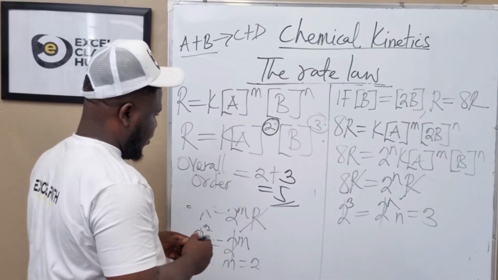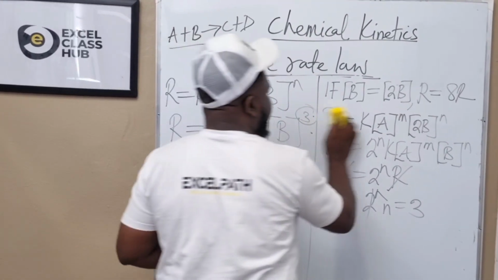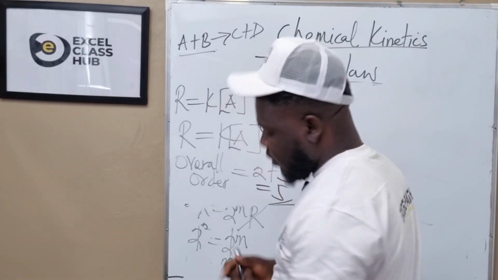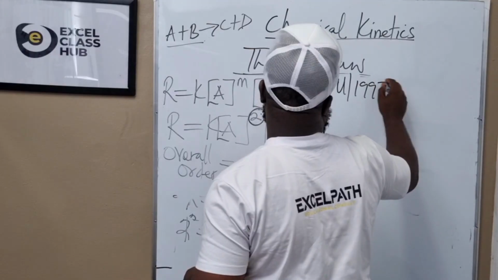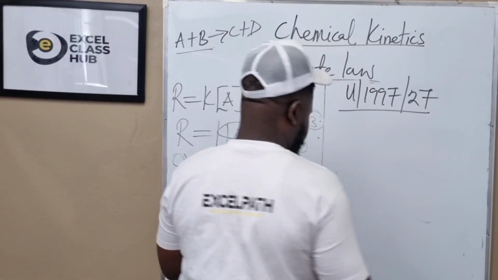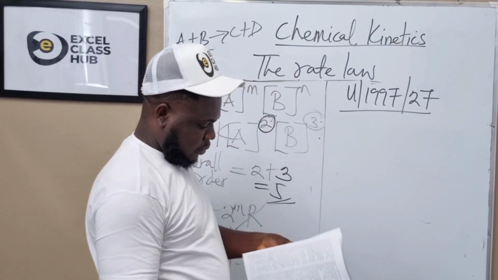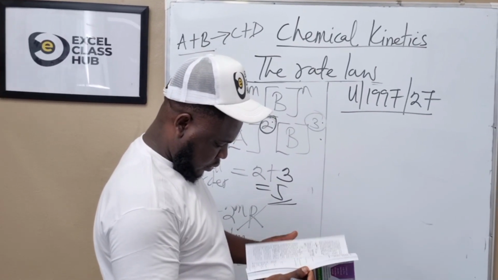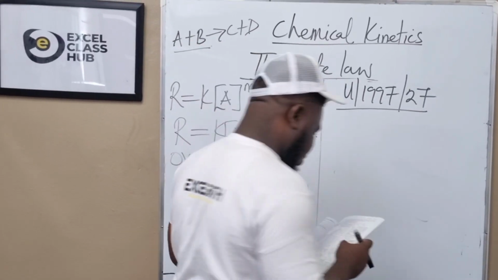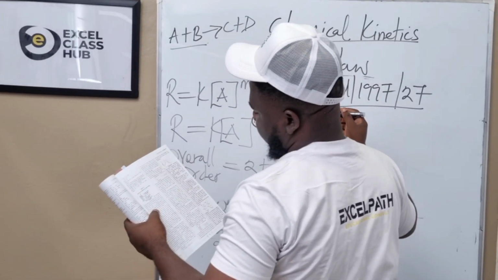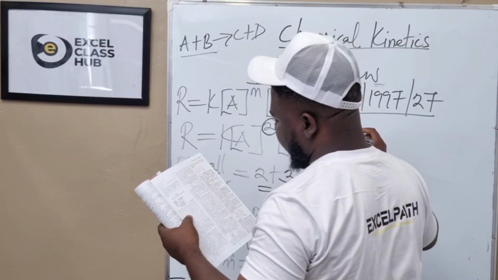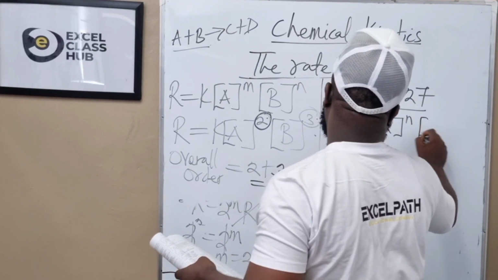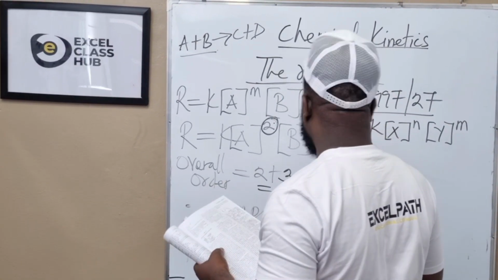A fifth order reaction. So in the JAMB past question, in 1997, question 27, for example, there was a particular question that says, if the rate law for a given reaction is R is equal to K, concentration of X raised power N, then concentration of Y raised power M. So this was the rate law given in the question.